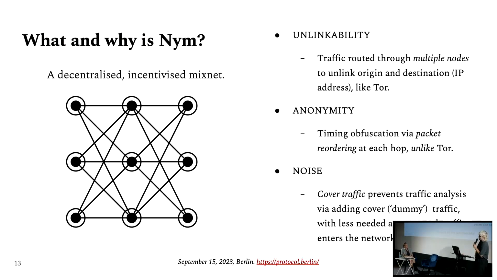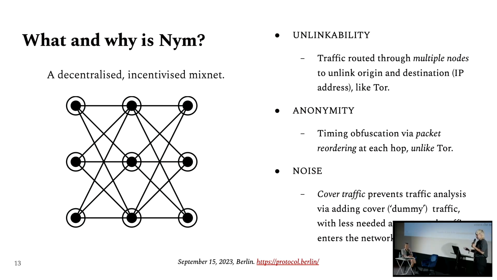So what is Nym and why does it exist? It's a decentralized, incentivized mixnet. You see these three attributes on the side here, right? The top one and the bottom one together create the anonymity feature that comes from it. So it's an overlay network. Basically, traffic is routed through multiple nodes, so no particular node ever has a full picture of where anything's going.